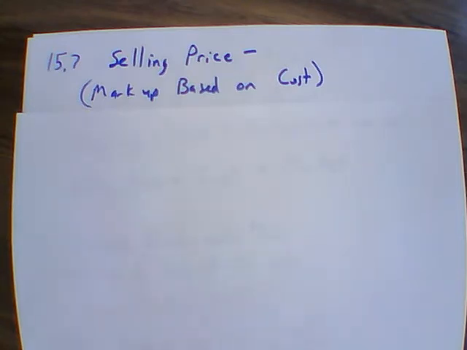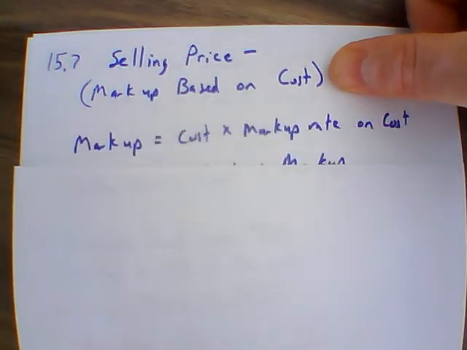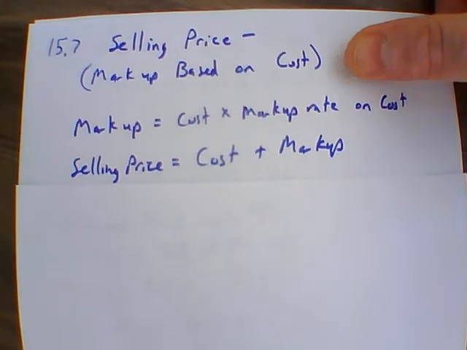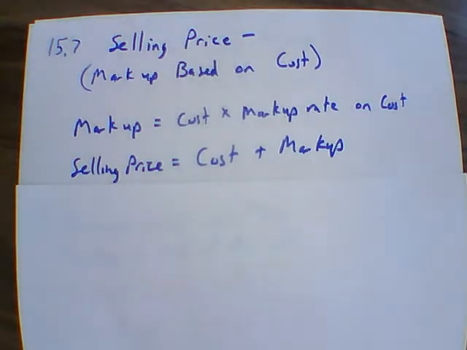Some businesses use the cost of an item and the desired markup rate based on the cost to compute the selling price. One method for arriving at the selling price when the markup rate is based on the cost uses the following formulas. Markup equals the cost times the markup rate on the cost, and then our selling price is the cost plus our markup.